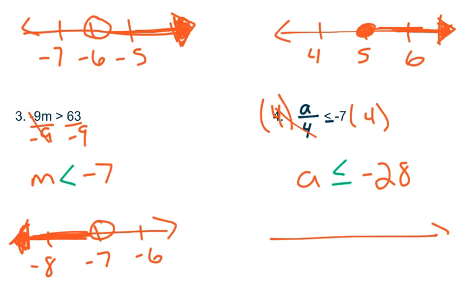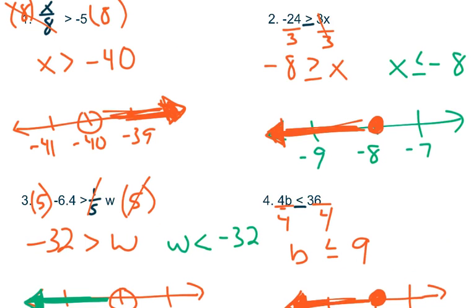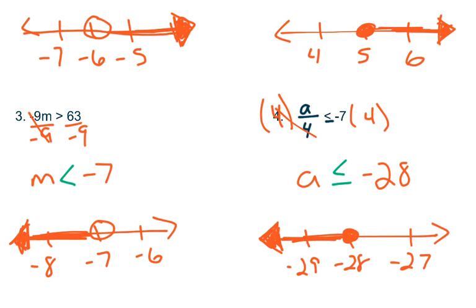Okay, so then I can go ahead and graph this. Negative 29, negative 28, negative 27. Closed circle at negative 28, and an arrow out to the left. Okay, so hopefully you see the difference between multiplying and dividing by positives like we had on this page, and then multiplying and dividing by negatives on that page.